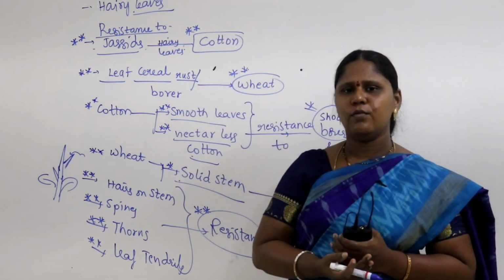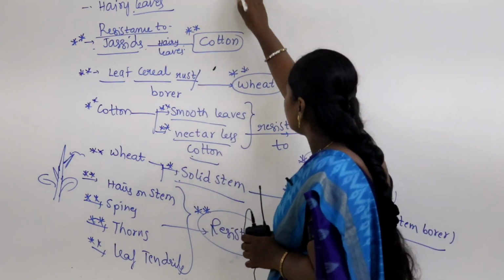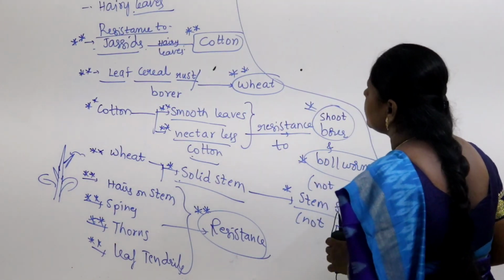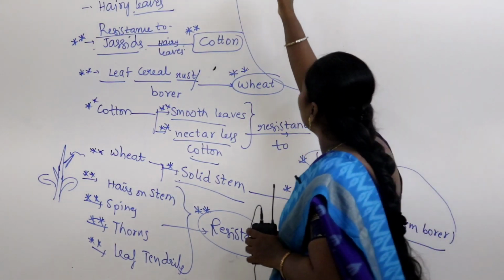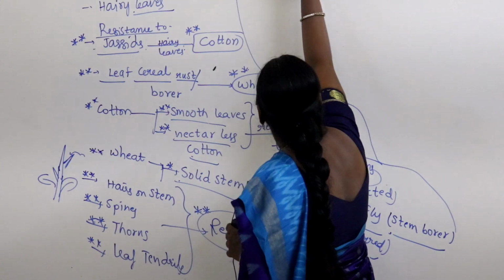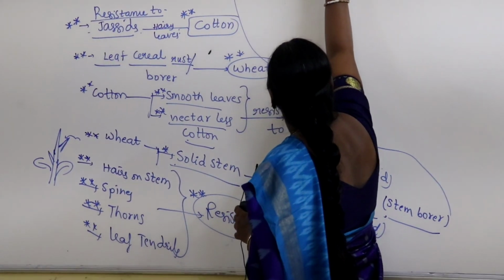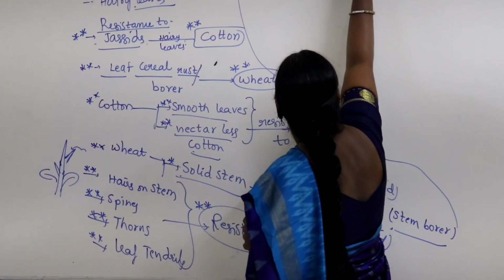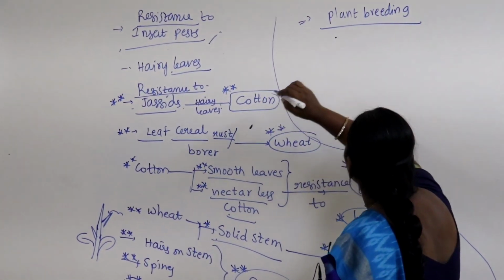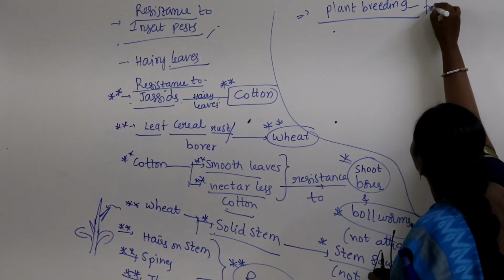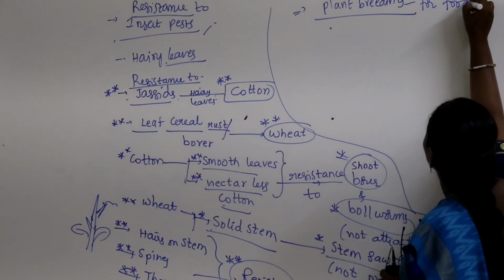Right. Now apart from this, now as we discussed so far about insect, pest and all that, now let us go with what is called as food quality. Now we are going to improve the next character called as what? Food quality. That is nothing but plant breeding for food quality.